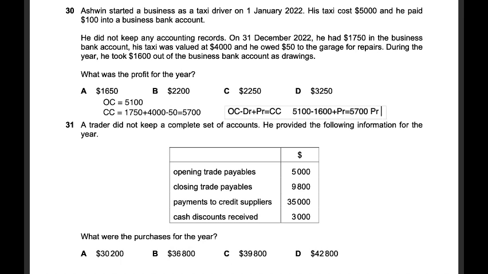If you bring everything on the right side, that is 5700 minus 5100, that is 600. 600 plus 1600, that is $2,200. That is our profit, making option B the correct answer.